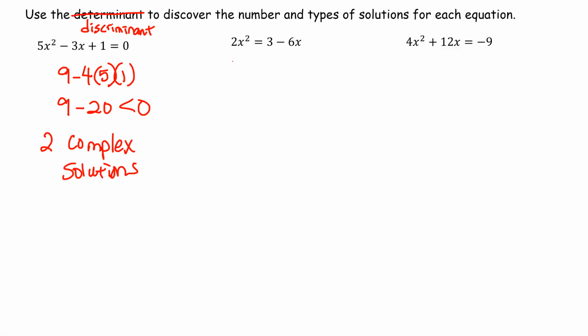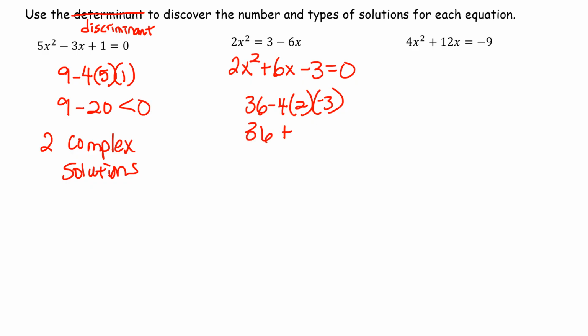This one, you've got to get everything on one side before you can find the discriminant, and you've got to get it all in order. So I'm moving everything to the left side so that on the right side I just have 0. So here a is 2, b is 6, and c is negative 3. So b squared minus 4ac is going to be 36 minus 4ac. And you can see that that's going to be 36 plus 8 times 3, which is 24. And that is greater than 0. So we know that this equation has two real solutions.